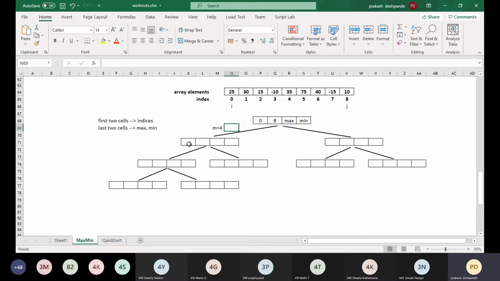Okay, now can anyone tell me what values we need to write in these two cells? The left partition, the first two cells. In the first cell, what should I write? 0 and 4. So the low value of the original problem will be the low value, and the high value will be the mid value. For the other half, the right half, what will be the low value? 5, and the high value will be 8.